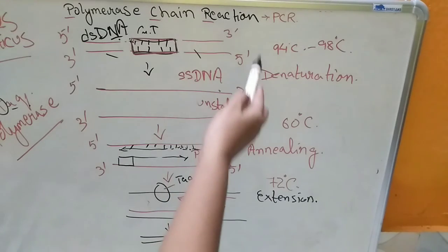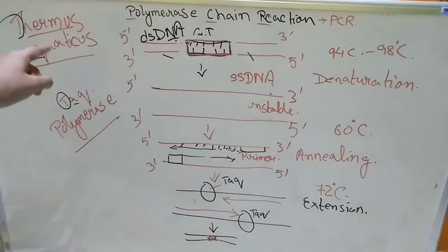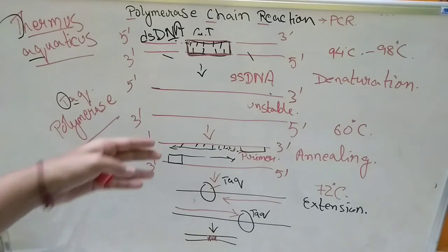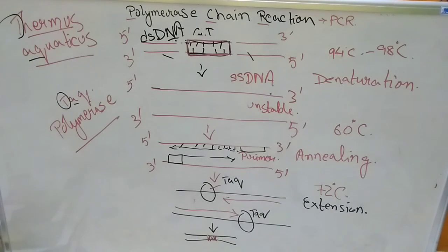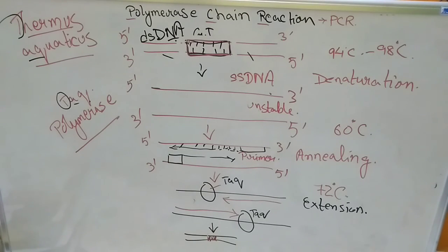So these temperature ranges, the role of primer, the role of the Taq polymerase, and obviously student, the name of the Thermus aquaticus bacteria, are also very important. Why normal DNA polymerase has not been used in this process, and why in that place the Taq polymerase has been used. These are some of the questions that may come in your examination. So try to study this properly. I hope you understood this thing.